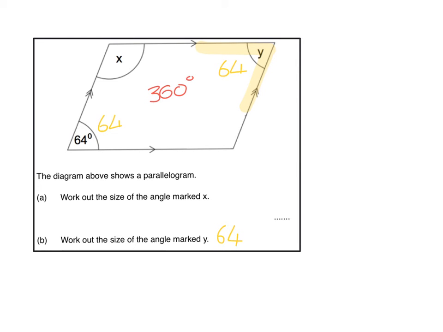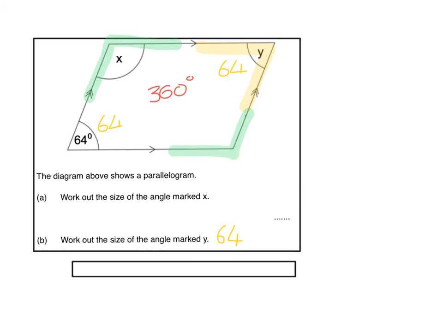And that's the same for this angle here. So opposite angles are equal. So this angle here is going to be the same as this angle here. So I can think about how much I've got so far. So already I've got 64 and 64. And then I know the last two angles are going to be exactly the same. So 64 add 64 is 128.